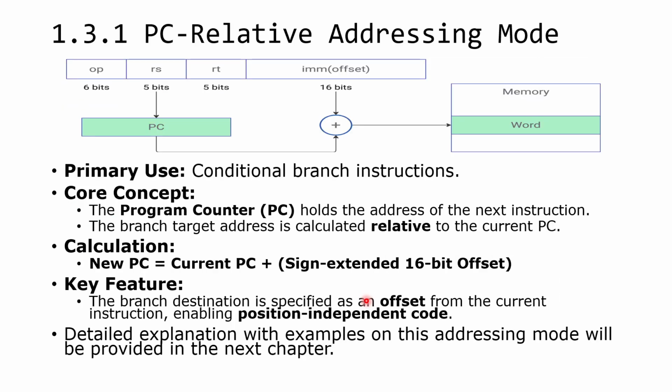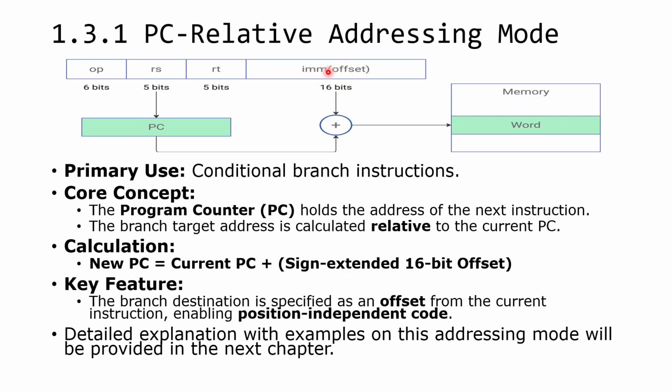Okay. So I have mentioned before, we have 5 addressing modes. Now, the fourth one is the PC relative addressing mode. The PC relative addressing mode is used in the conditional branch instruction. The core concept is that the program counter holds the address of the next instruction, which is the PC here. And then the branch target address is calculated based on the current PC. So based on the current PC, it will be added together with the offset.